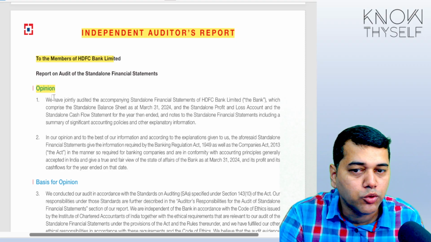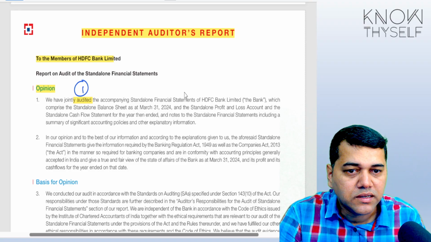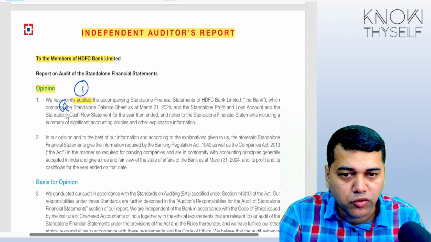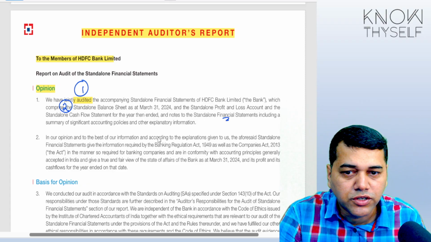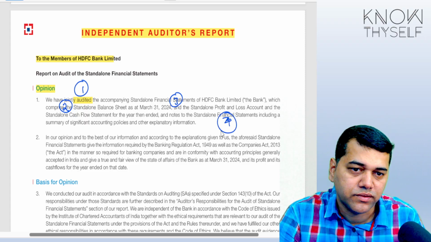Opinion, we have got two elements. One, we have audited. That is the first element you are supposed to tell. Identify the financial statement components, what you have audited. Period, you need to capture. Okay, and notes to accounts.